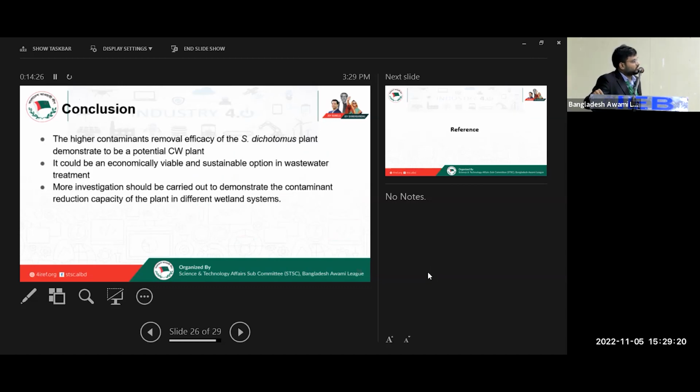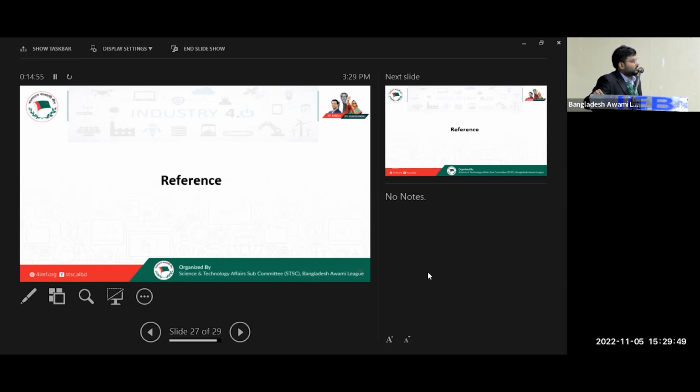And here is the conclusion of my research. The high contaminant removal efficacy of the mortar plant demonstrates it to be a potential constructed wetland plant, and it could be an economically viable and sustainable option for wastewater treatment. We should carry out more investigation to demonstrate the contaminant reduction capacity of the plant in different wetland systems. And here is the reference.